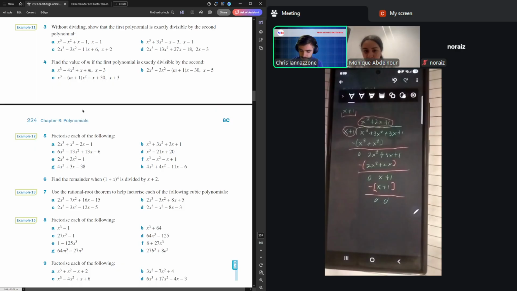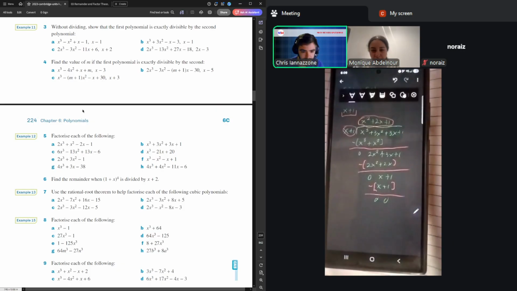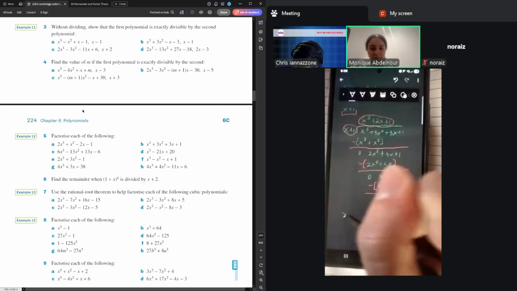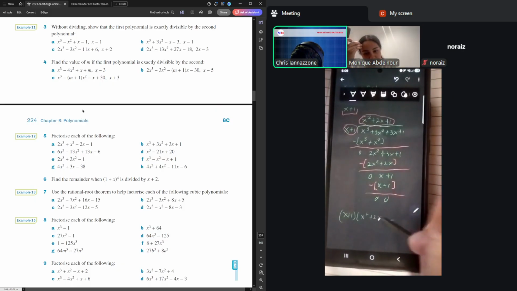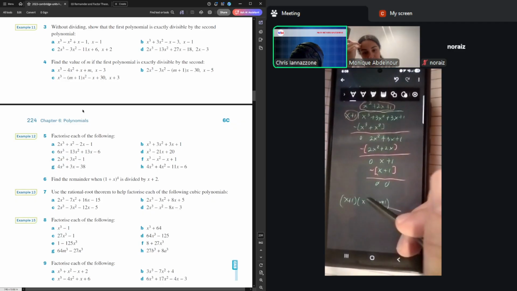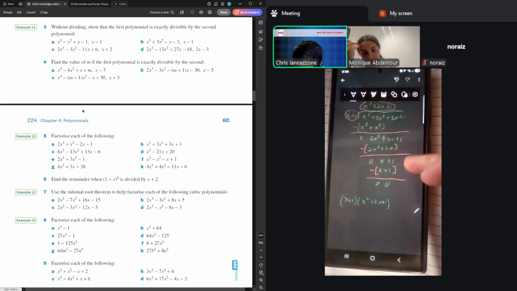Now we factorize what we got as the quotient. Yeah, so what does that mean? Like what do I write as my final answer for this question? X plus 1 times x squared plus 2x plus 1. Sounds pretty good to me. Yeah, that should be it. Now, that'll be the result of the polynomial division.